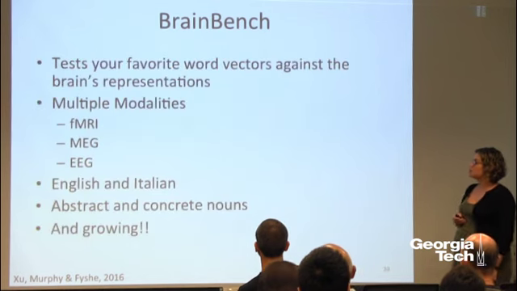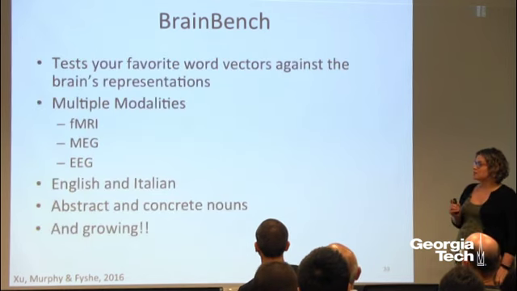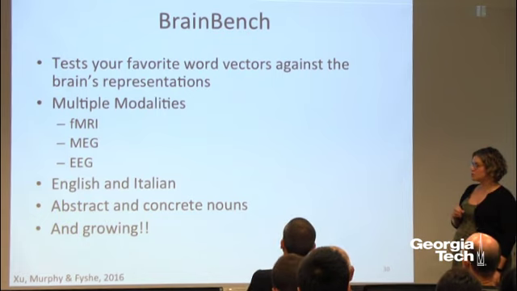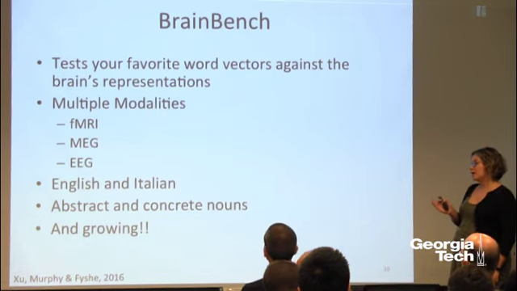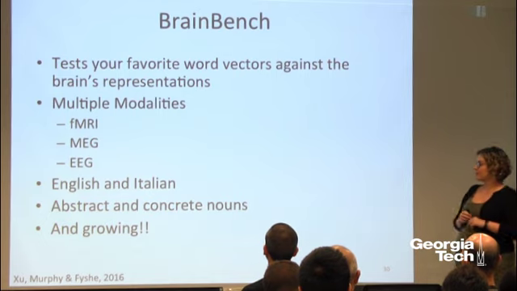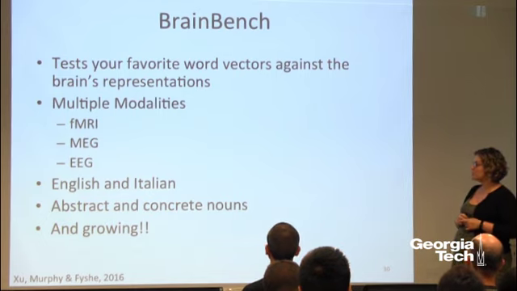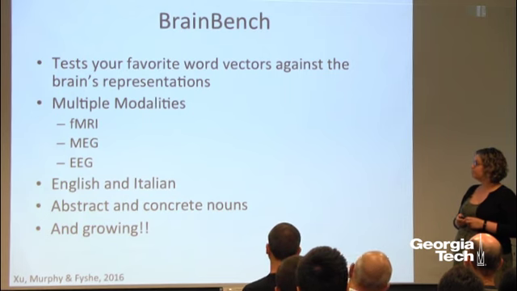So this is BrainBench. We have a bunch of different modalities: fMRI, MEG, and EEG. We also have English and Italian data sets, abstract and concrete nouns, although right now it's only nouns, and growing, so we're always adding data sets when we can.